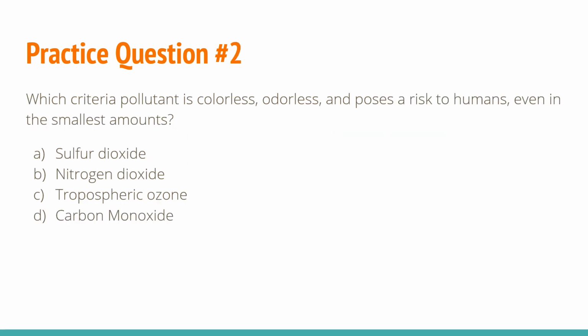Practice question number 2. Which criteria pollutant is colorless, odorless, and poses a risk to humans even in the smallest amount? Is it A, sulfur dioxide, B, nitrogen dioxide, C, tropospheric ozone, or D, carbon monoxide? It is carbon monoxide, colorless, odorless, and poses a risk to humans even in the smallest amounts. This is one of the 6 criteria air pollutants provided by the EPA.